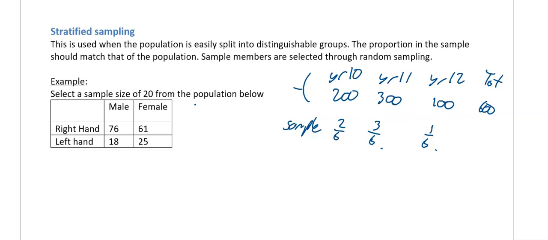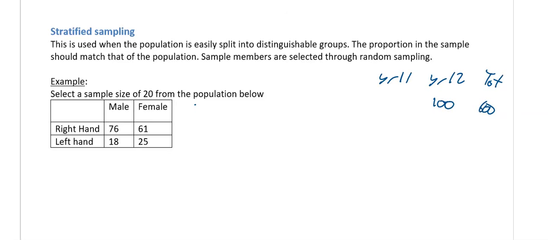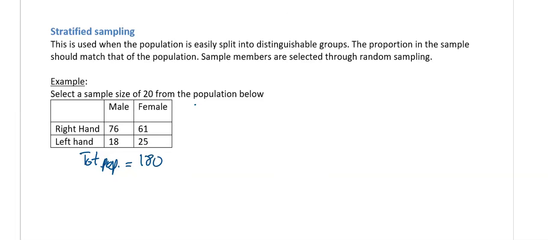Okay, let's look at this example. So we'll just get rid of all of that, and then look at this example. This example says select a sample size of 20 from the population below. So we'll just do a wee bit of working out here at the start. If you add up these numbers, 76, 61, 18, and 25, our total population is going to be equal to 180.